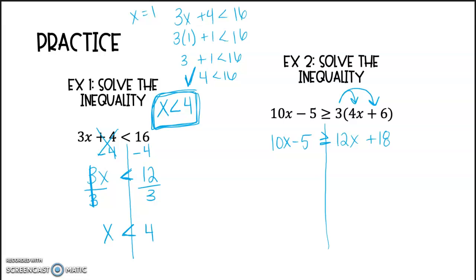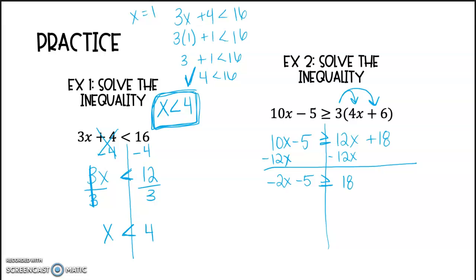So I'm going to get all of my variables on one side and all my constants on the other. I'm going to go ahead and bring this 12 off the right side and scooch it over to the left side. So it's positive right now, so that means I'm going to subtract it from both sides. So 10x minus 12x, that's going to leave me with negative 2x minus 5. We did subtract, but we're not multiplying or dividing, so our symbol has not changed. And that leaves me with 18 on this side.